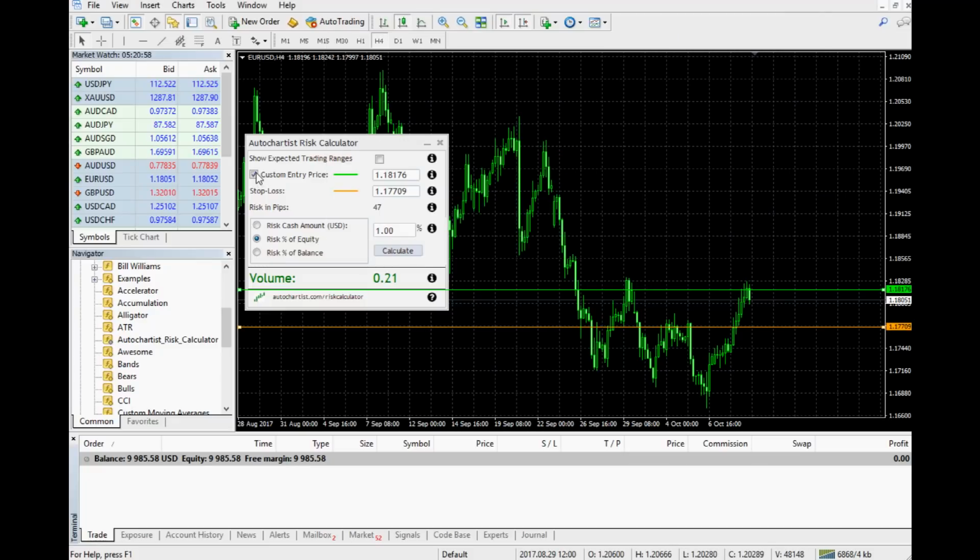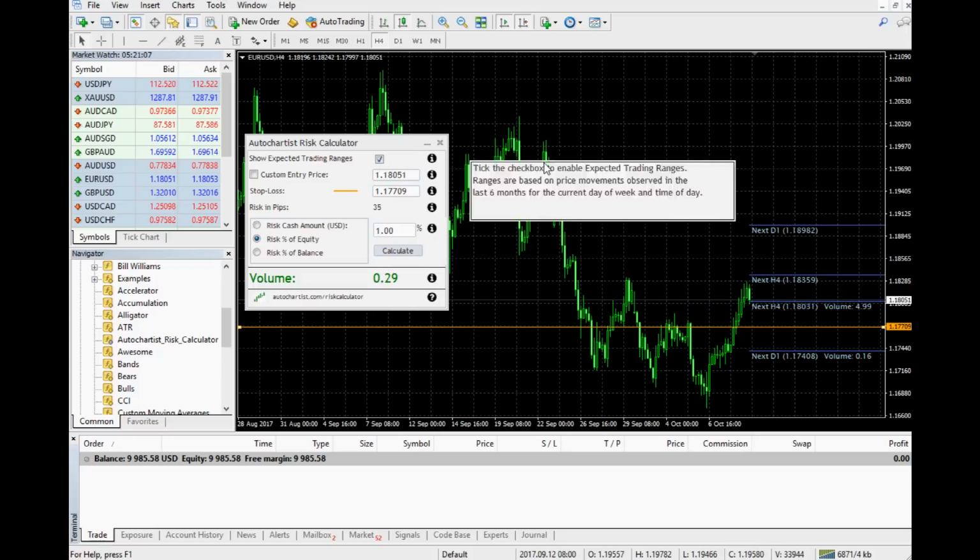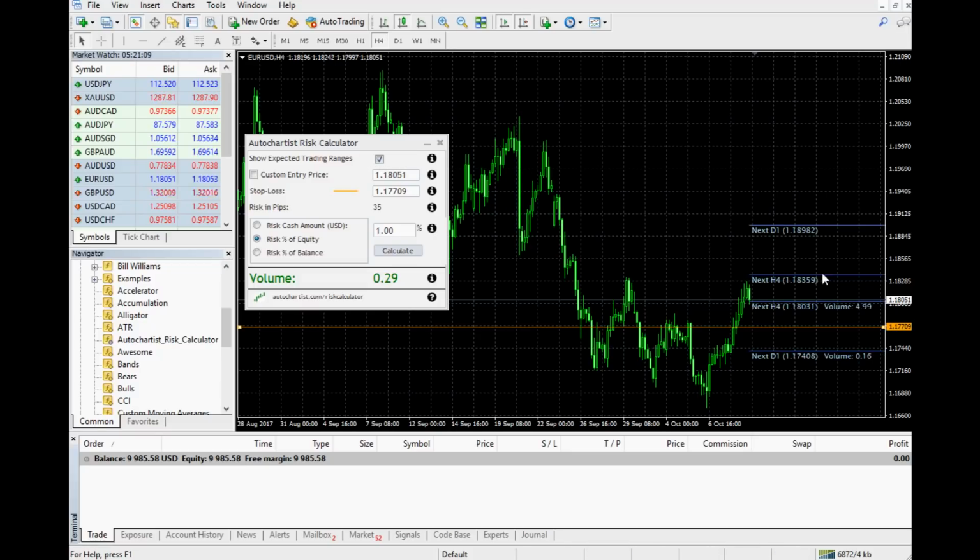The risk analyzer is also integrated with Autochartist's volatility analysis data. This means that if you tick the Show Expected Trading Ranges checkbox, you'll get the expected trading ranges along with the position sizes for the different levels. This allows you to not only consider your trading strategy for stop loss levels, but also the expected price volatility. You'll notice how the position size is specified on each level.